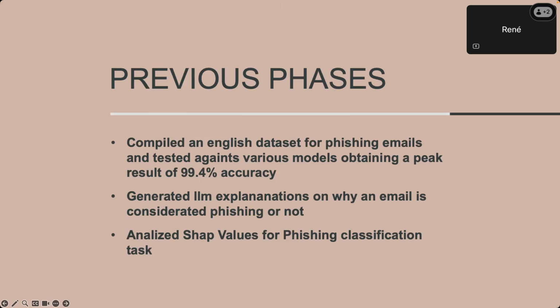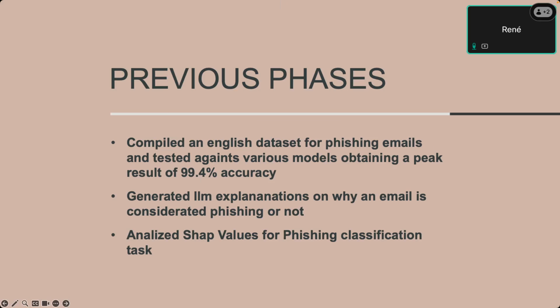Just to give a little bit of a recap of the previous phases or previous presentations that we have, here's a little bit of a summary. First, in the previous phases, we compiled an English dataset for phishing emails and tested it against various models to obtain a peak accuracy of 99.4%. We generated LLM explanations on why an email is considered phishing or not, and we analyzed the SHAP values for phishing classification tasks.